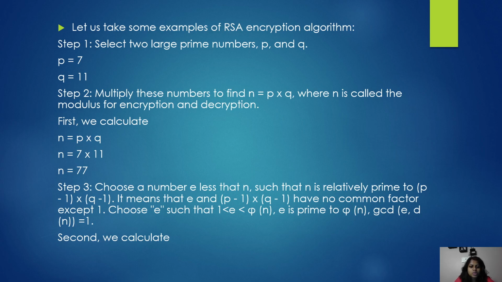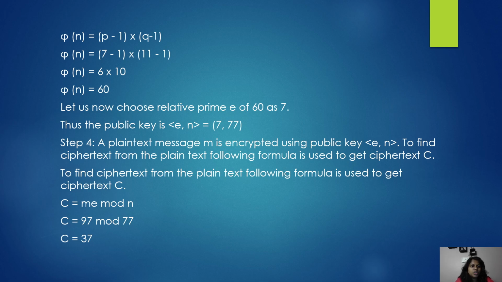Step 3: choose a number E that is less than n, such that E is relatively prime to (P minus 1) and (Q minus 1). Choose E such that 1 is less than E less than phi of n, where E is relatively prime to phi of n. So we calculate phi of n is equal to (P minus 1) into (Q minus 1). Phi of n is equal to (7 minus 1) into (11 minus 1). Phi of n is equal to 6 into 10, and phi of n is equal to 60. Let us now choose a number E relatively prime to 60 as 7. Thus the public key is E comma n, that is 7 comma 77.